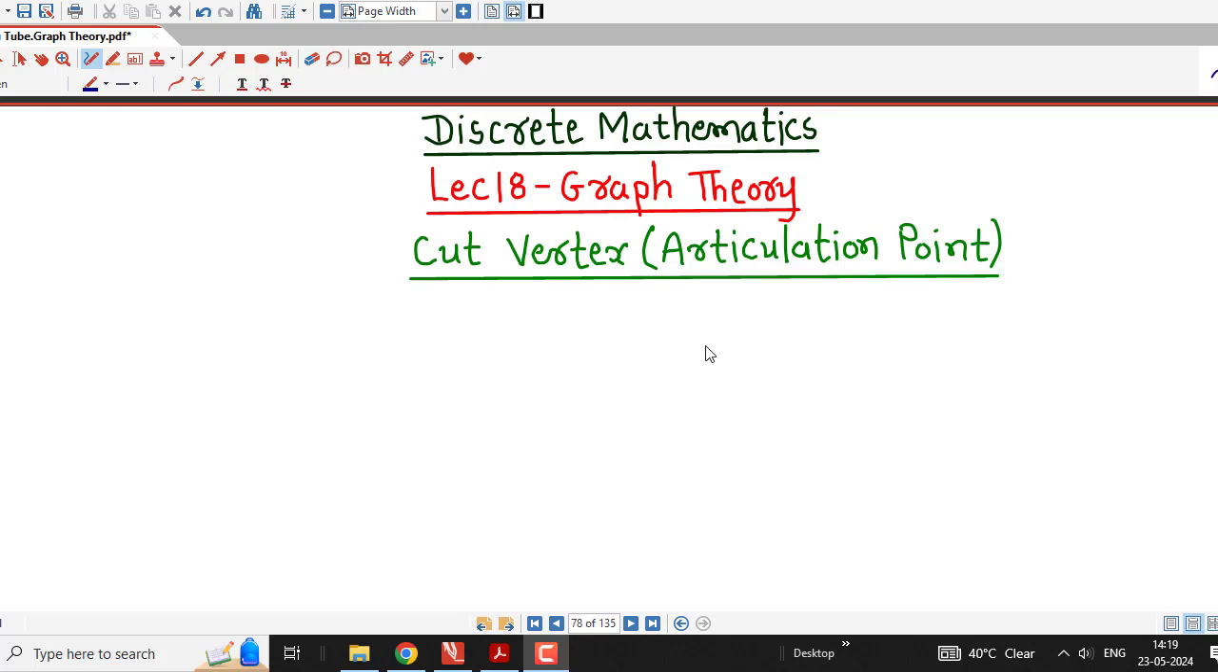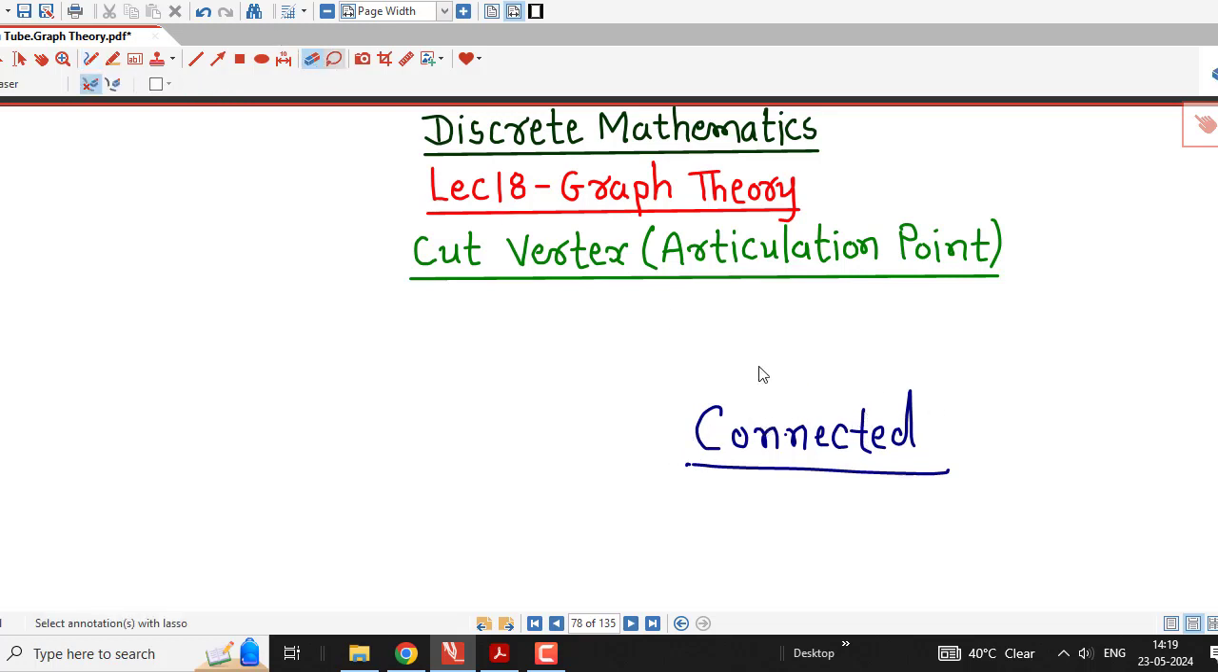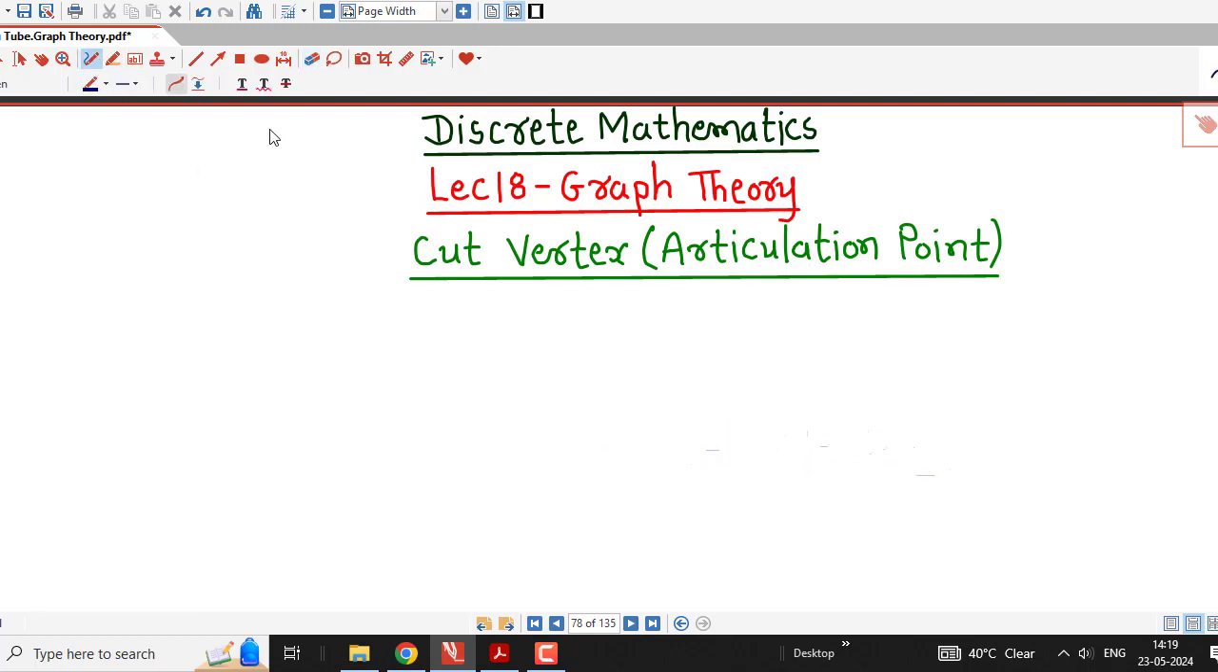From the previous lecture, we are familiar with the concept of a connected graph now. A graph in which there is a path between any two distinct vertices is called a connected graph. So in this lecture, we are going to discuss cut vertex or articulation point.